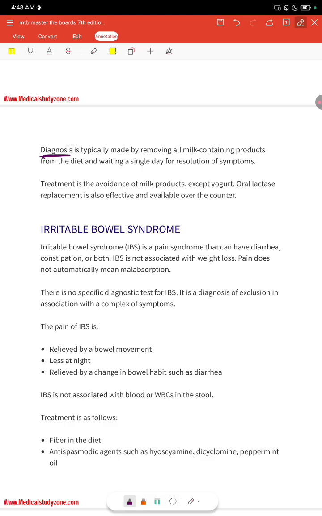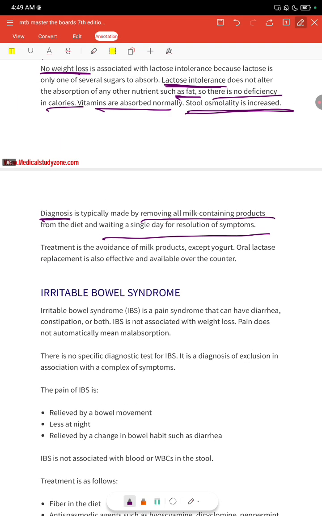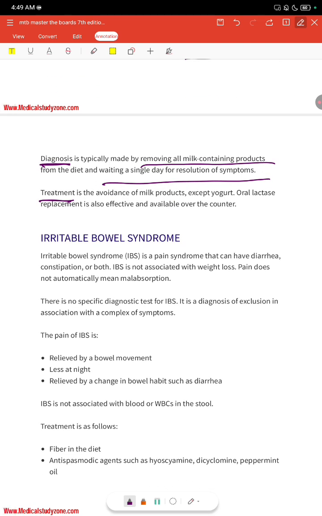Diagnosis is typically made by removing all milk containing products from the diet and waiting a single day for resolution of symptoms. So, this is how you diagnose it. It is diagnosed clinically. Treatment is the avoidance of milk products except yogurt. Oral lactase replacement is also effective and available over the counter.